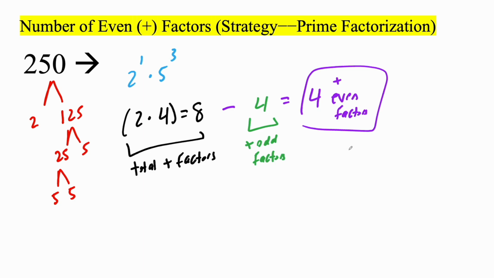And of course, we can list them out. 1 times 250, 2 times 125, 5 times 50, and 10 times 25. So 250 is even, 2 is even, 50 is even, 10 is even. 1, 2, 3, 4.